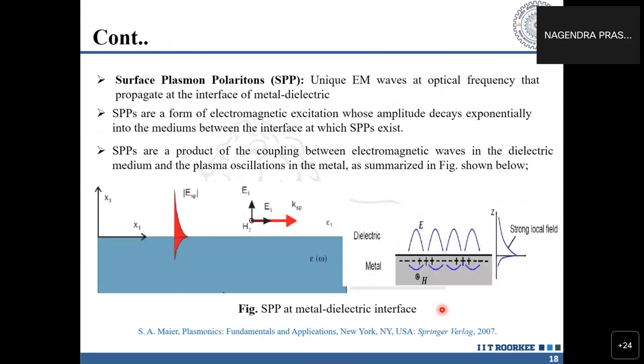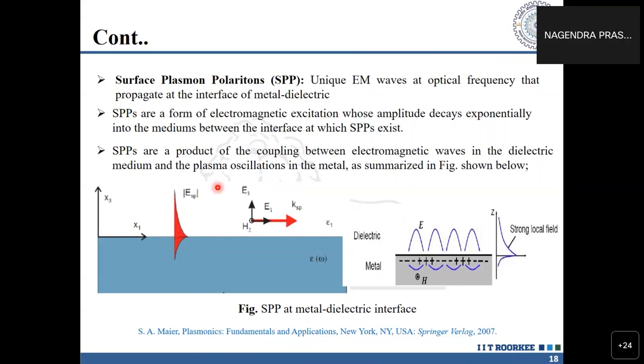Surface plasmon. There are certain terms that you have to keep in mind. Surface plasmon polaritons are unique electromagnetic waves at optical frequency that propagate at the interface of metal and dielectric. SPPs are a form of electromagnetic excitation whose amplitude decays exponentially into the medium away from the interface at which the SPP exists. See this figure in this direction or this direction. So the interface region is this region. This is the interface. When I show you with the help of a 3D diagram, you will see it in a better way. So if you move away from the interface to this medium or this medium, you see that the amplitude is decaying.